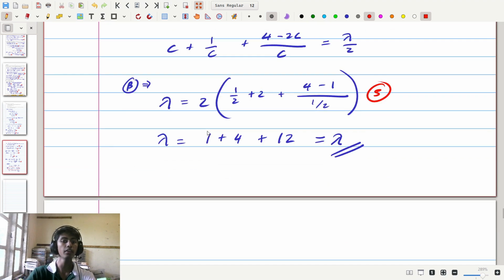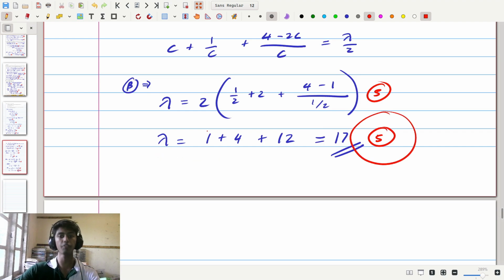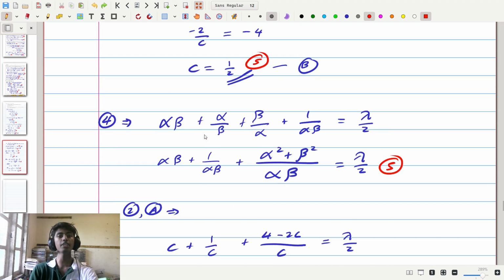And finally, simplifying down to get that lambda plus, oh, I made a mistake here. It appears I've written lambda again as the answer instead of 17. So anyway, here we have 17, and getting the final answer of lambda equals 17 gets you another 5 marks. That's a little silly mistake by me, I apologize. Anyway, when you get lambda equals 17, you get another 5 marks. And that is the end of this question.